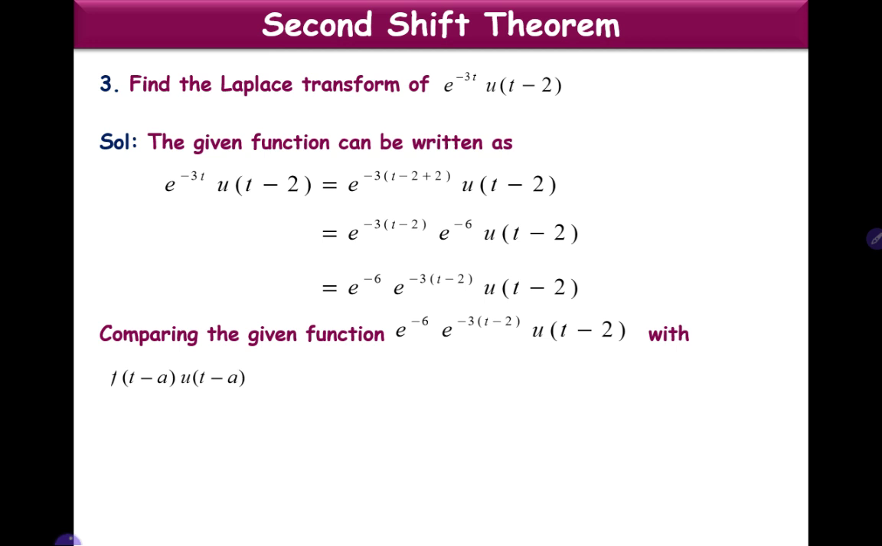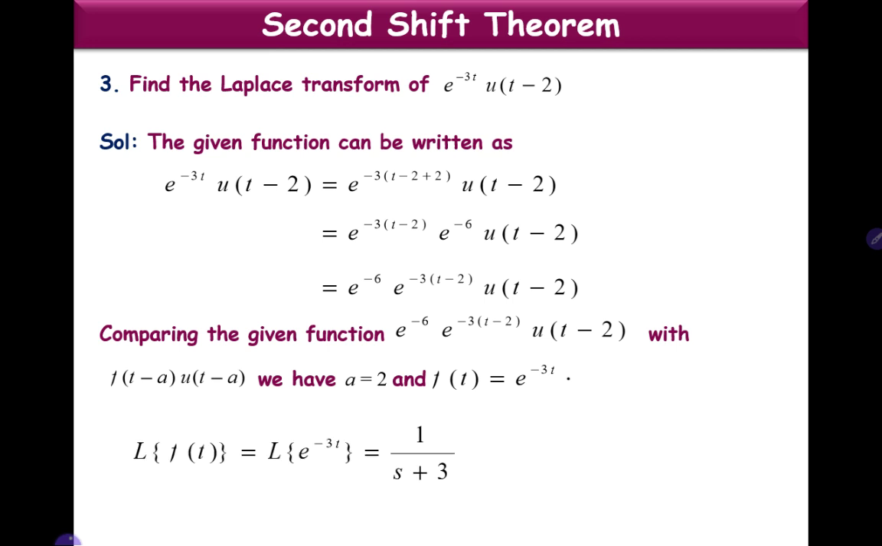Now if we compare this function with f of t minus a into u of t minus a, we get a is equal to 2, and what is f of t? It is e power minus 3t, because f of t minus a is e power minus 3 into t minus 2. Therefore f of t is e power minus 3t. Now we find L of f of t before going to the second shift property. L of f of t is L of e power minus 3t, and it is 1 by s plus 3.